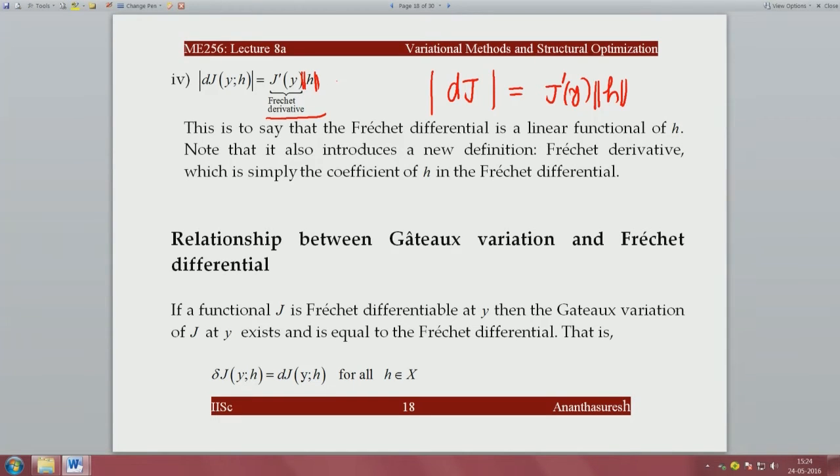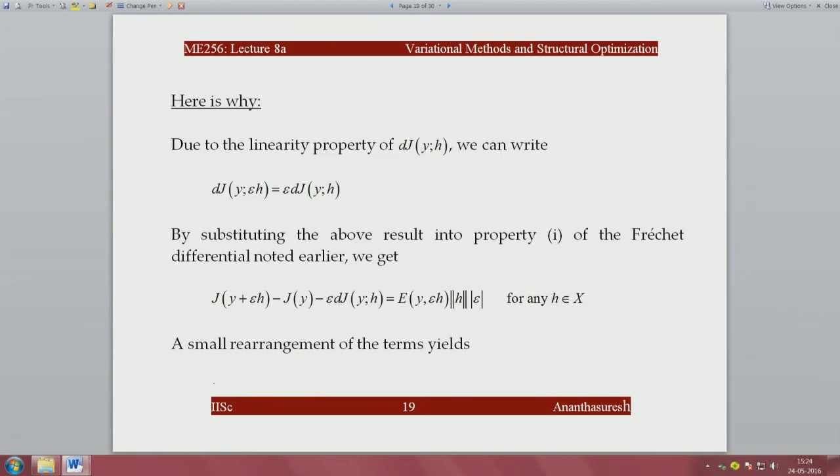Okay. And as we said, when the Fréchet differential exists, then that is also equal to the Gâteaux variation. We can have the Gâteaux variation exist but not the Fréchet differential, but when the Fréchet differential exists, that automatically implies that the Gâteaux variation exists, and then they both are equal. And there is a little reasoning as to why it is so.